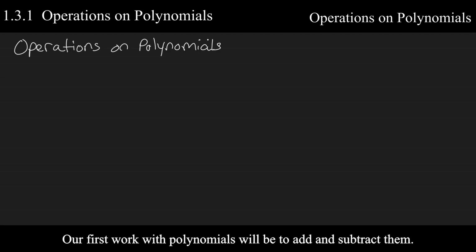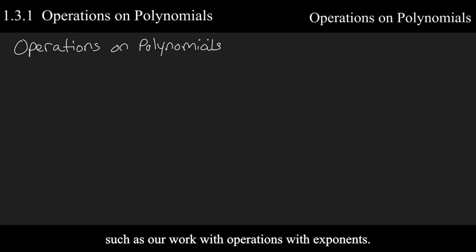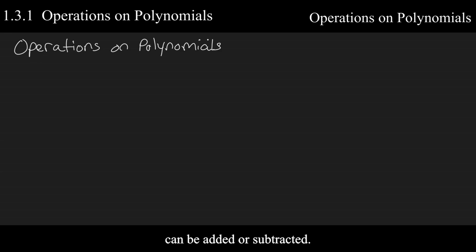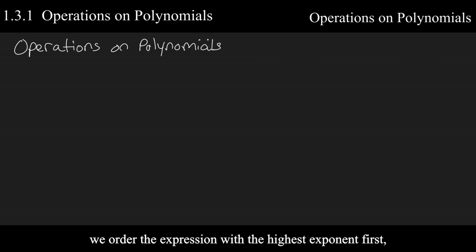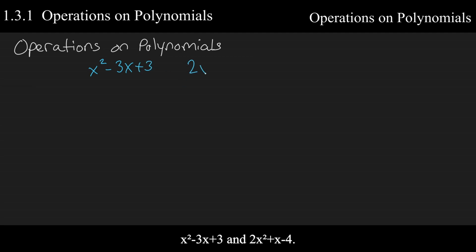Our first work with polynomials would be to add and subtract them. This operation is actually no different than adding like terms, such as our work with operations on exponents. Basically, any terms that contain like variables of the same degree can be added or subtracted. After we combine our terms, we order the expression with the highest exponent first, ending with our constant if applicable. For example, let's say we have two trinomials, x squared minus 3x plus 3 and 2x squared plus x minus 4.